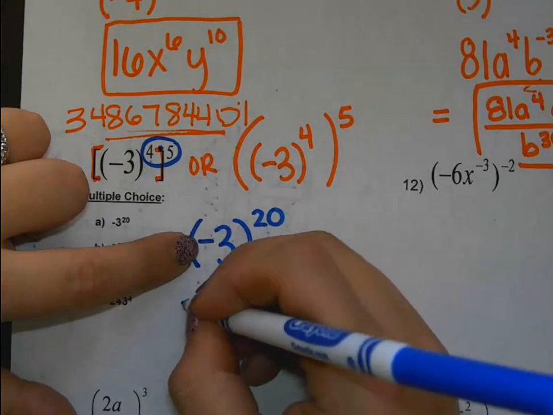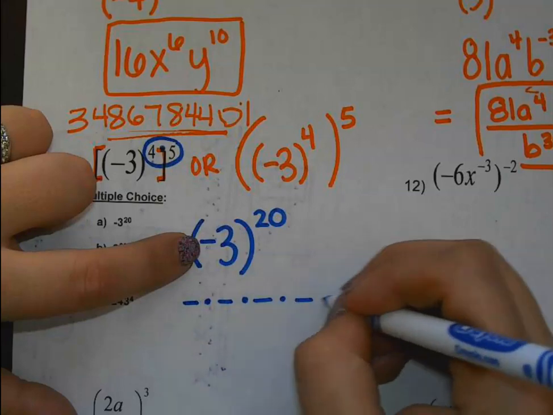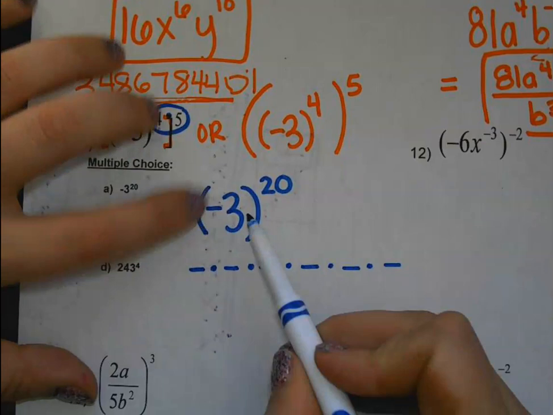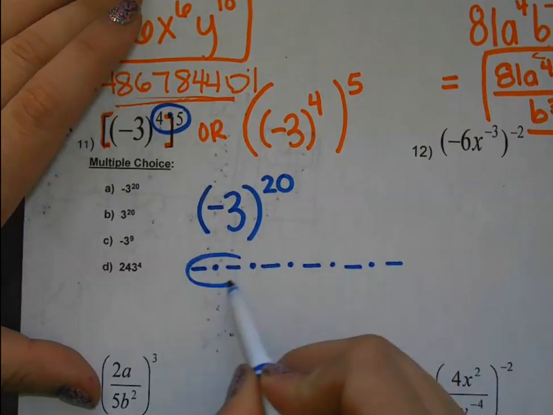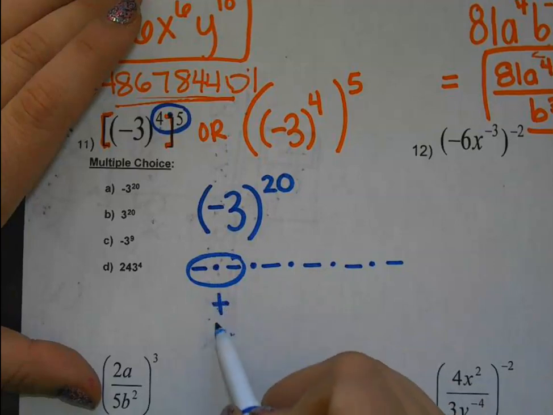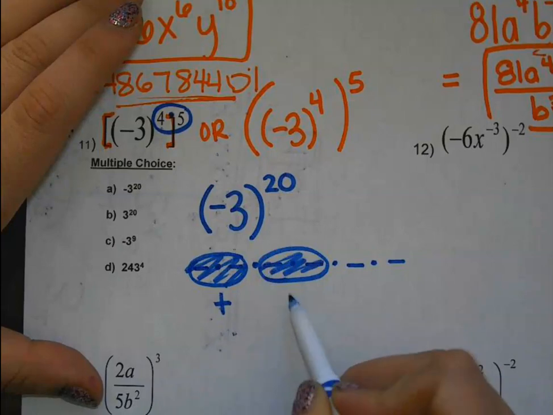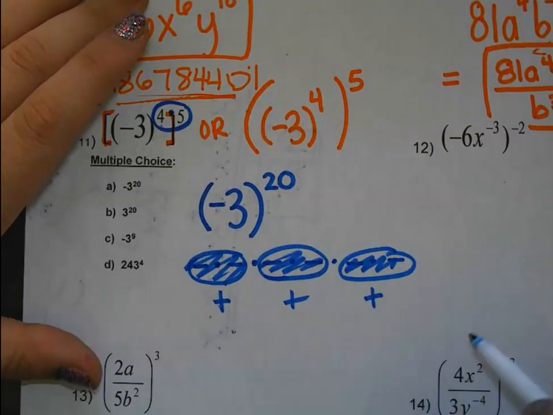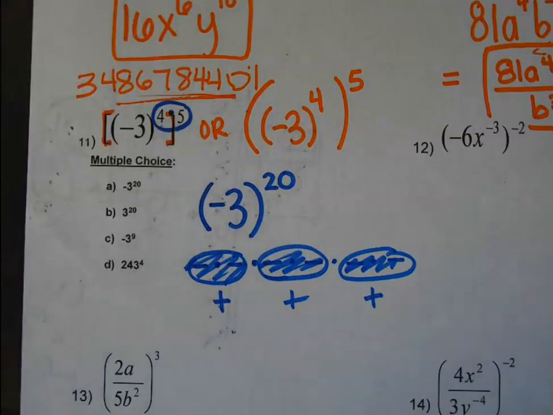If I had negative times negative times negative, 20 negatives. Now, I'm not going to draw out 20 negatives, okay? But just imagine these were 20 negatives. Every 2 negatives make a positive. So the negative goes away here. And then these 2. And then these 2. So if I had 20 of them, all the negatives would match up with another negative.